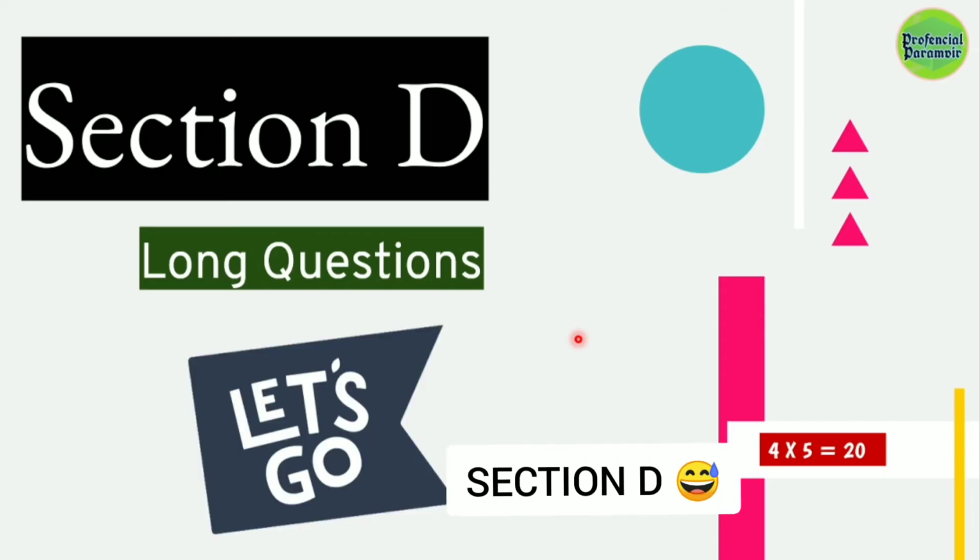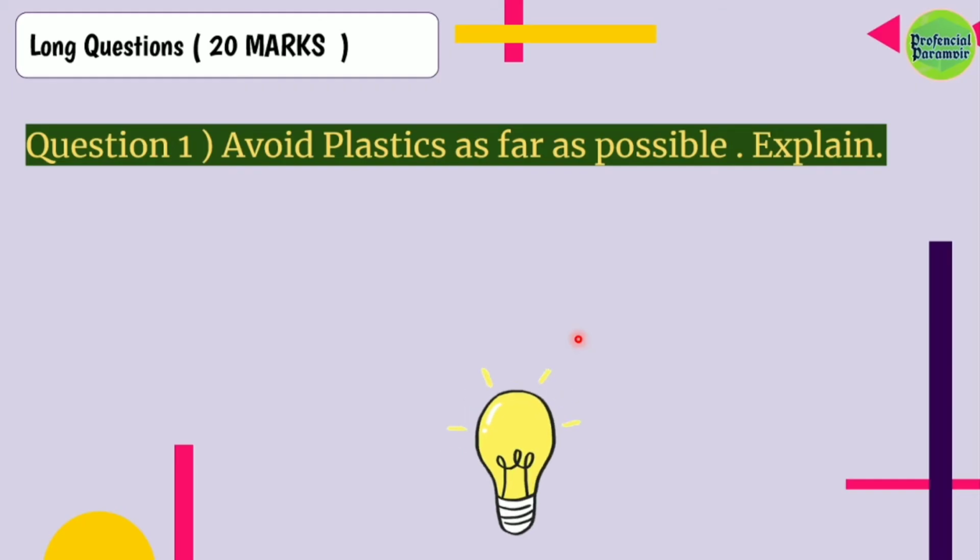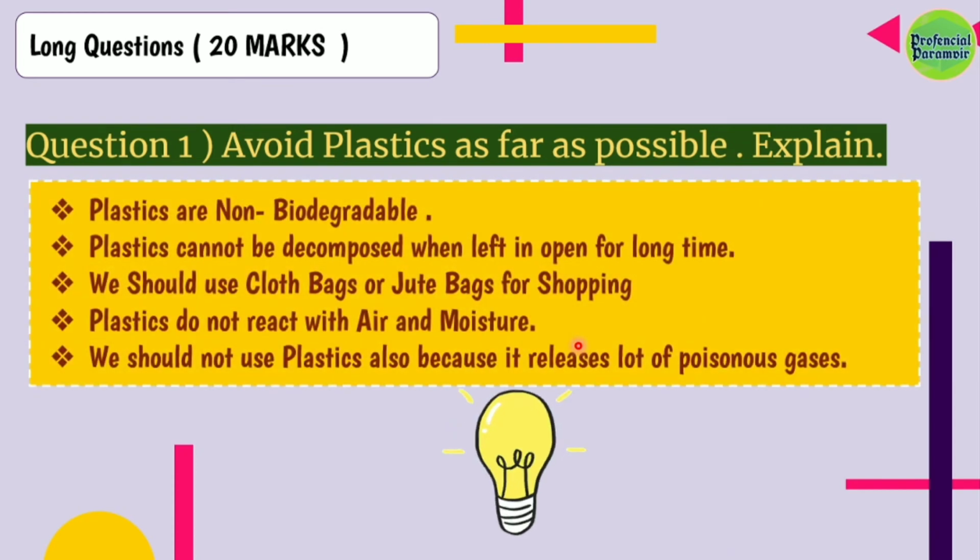Section D. Long questions, 4 questions, carrying 5 marks each, total of 20 marks. Let's go, guys. First question. Avoid plastics as far as possible. Explain. Plastics are non-biodegradable. Plastic cannot be decomposed when left in the open for a long time. We should use cloth bags and jute bags for shopping. Plastic does not react with air and moisture. We also avoid plastics because they release a lot of poisonous gases.